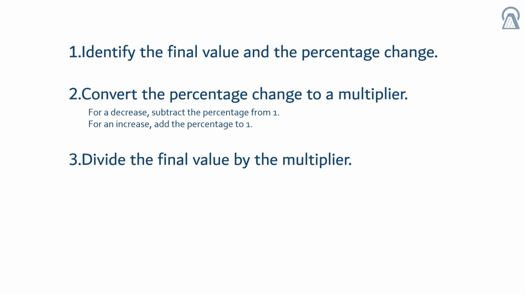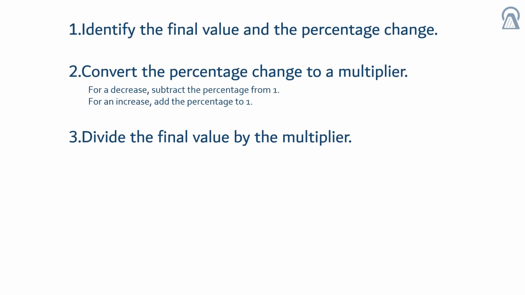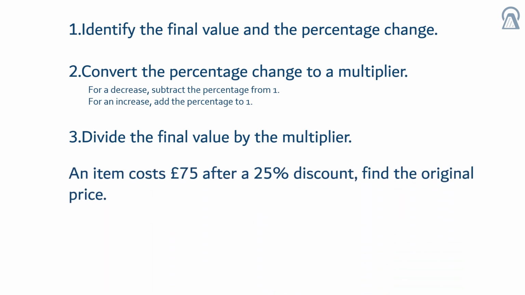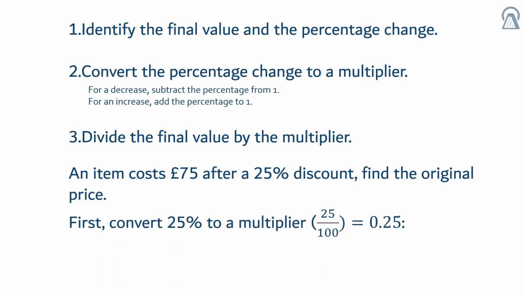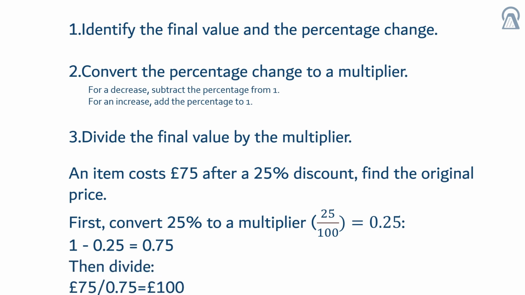For example, if an item costs £75 after a 25% discount, and we need to find the original price, first convert the 25% to the multiplier 0.25. As this is a decrease, we're going to subtract that from 1 to get 0.75. Then we can divide the £75 by the 0.75 multiplier, and that gives us £100. So the original price was £100.